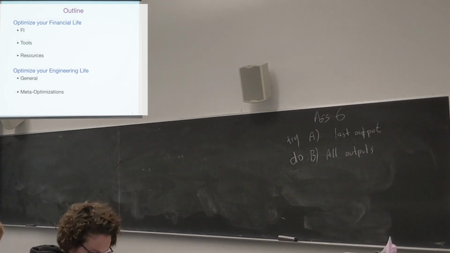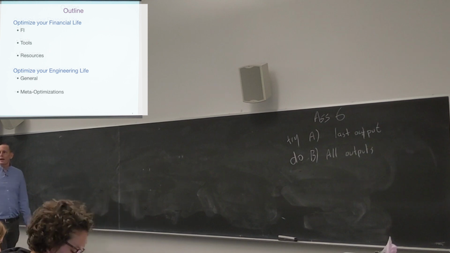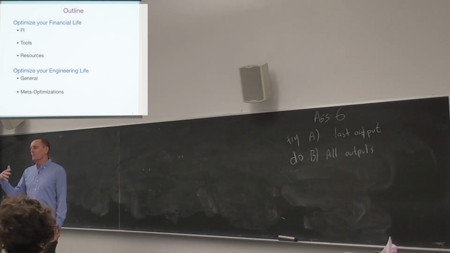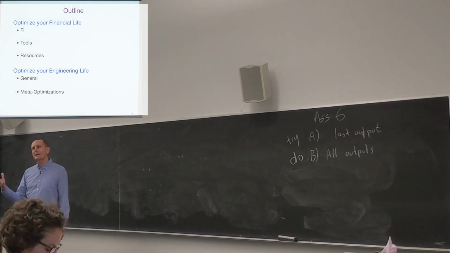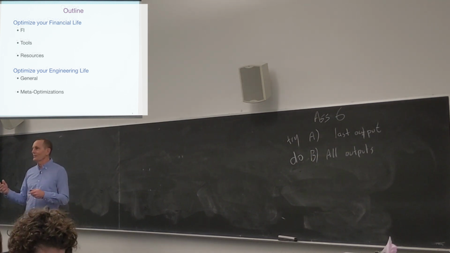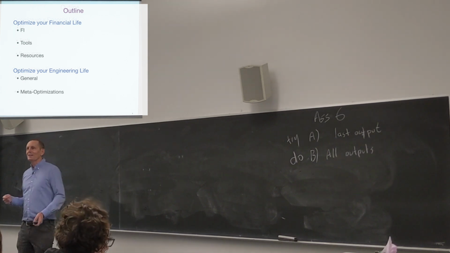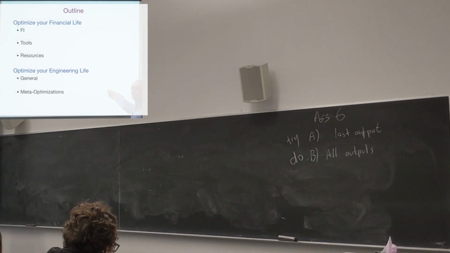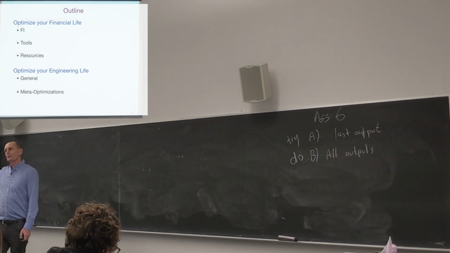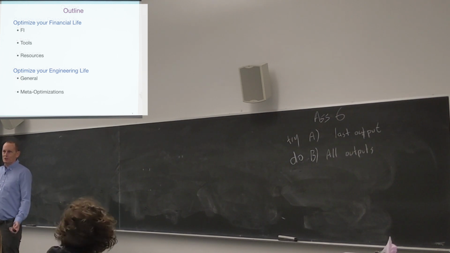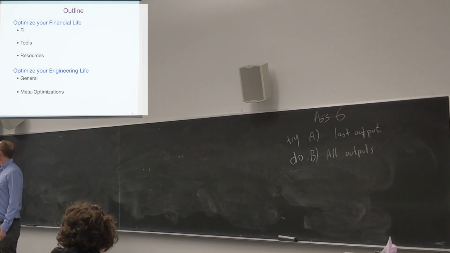So, two basic themes here. Optimize your financial life. That is all about basically money, and money in particular for people who are in an engineering career where they often make a lot of money. And then optimizing your engineering life, that is doing well in that engineering career. Maybe you should do the second one first, so that you actually do make money. I'm not sure, but in any case.